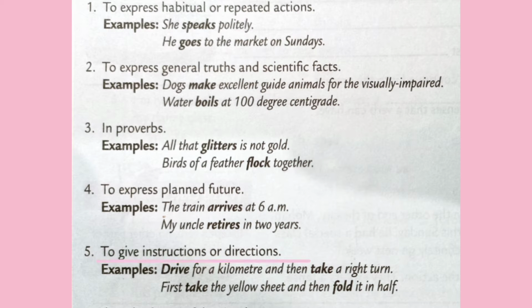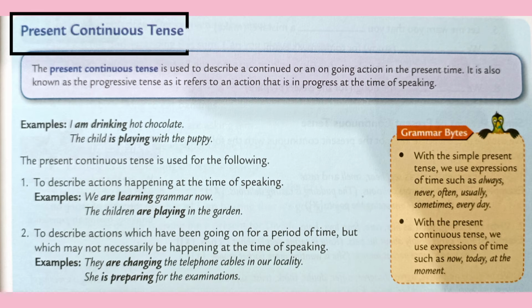Next, we use the simple present tense to give instructions or directions. For example, drive for a kilometer and then take a right turn. When we want to express or direct somebody where to go and how to reach there, we use the simple present tense. In this example, we have seen the verbs drive and take are in the simple present tense.